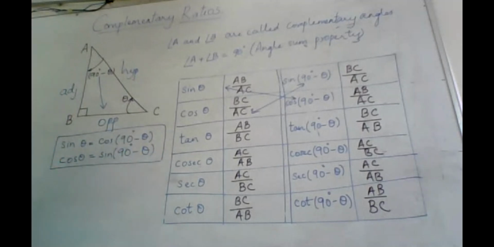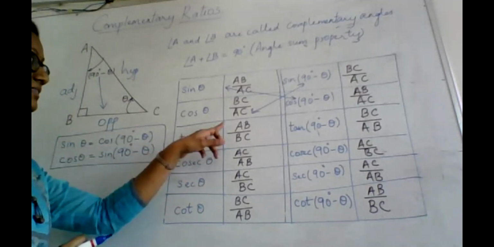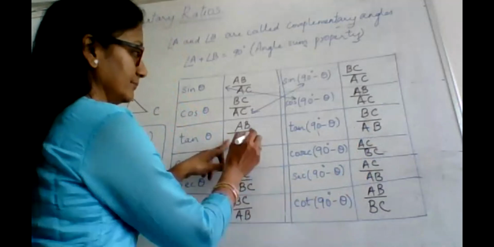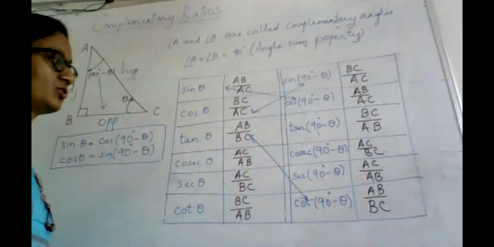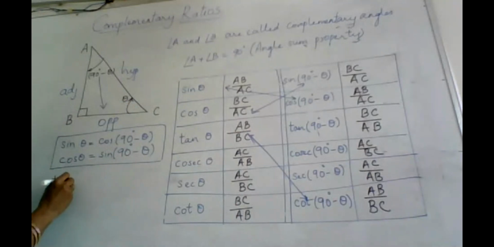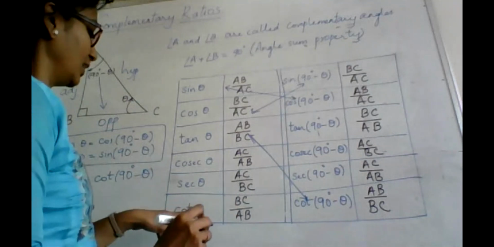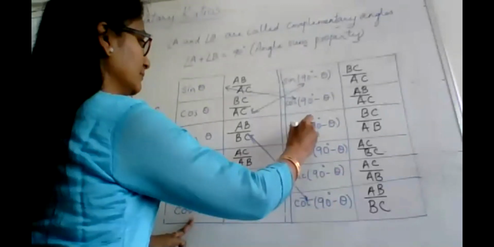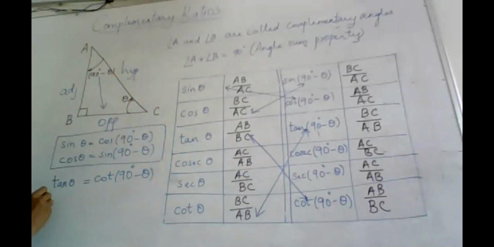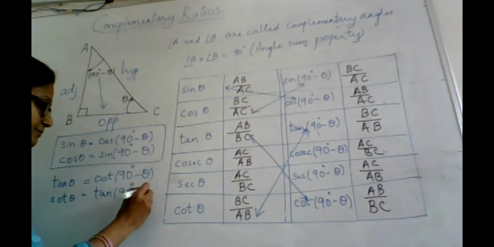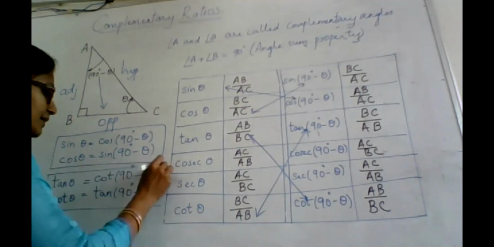Like this, we have two more sets. So we'll go to tan theta. It is AB by BC. Where is AB by BC here? So these two are complementary angles. I can write tan theta equals cot of 90 minus theta. Similarly, when I take the cot theta, it is BC by AB. Where is BC by AB here? Can you see it? So my cot theta can be written as tan of 90 minus theta. So this is the second set of complementary angles.